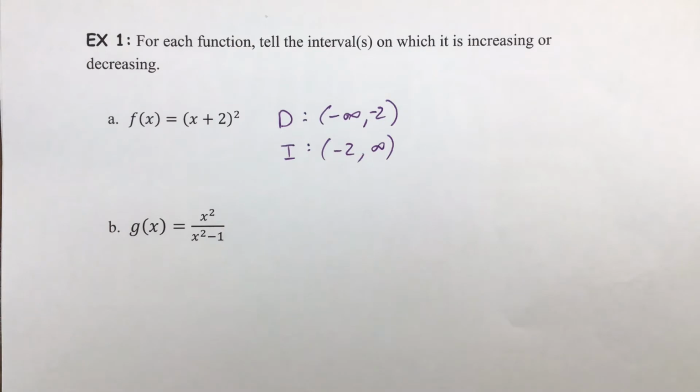The graph of g of x is going to be a little bit more interesting than the graph of f of x. We do have x in the denominator, and you may recall that that can cause us to get either holes or asymptotes with these graphs. So we're going to type it into the calculator, we're going to take a look at the graph, and then we're going to use that to identify the increasing and decreasing intervals.